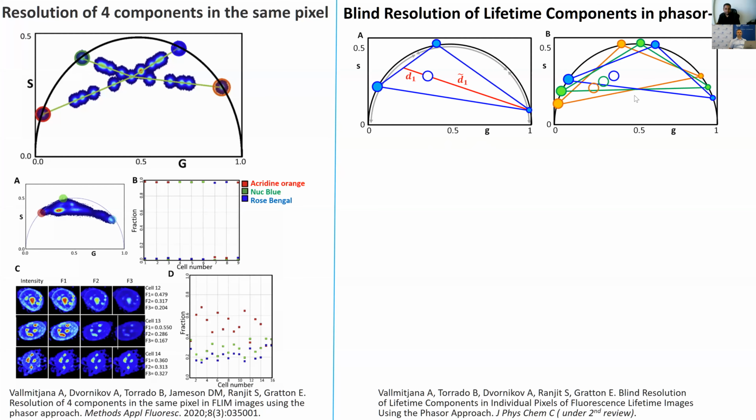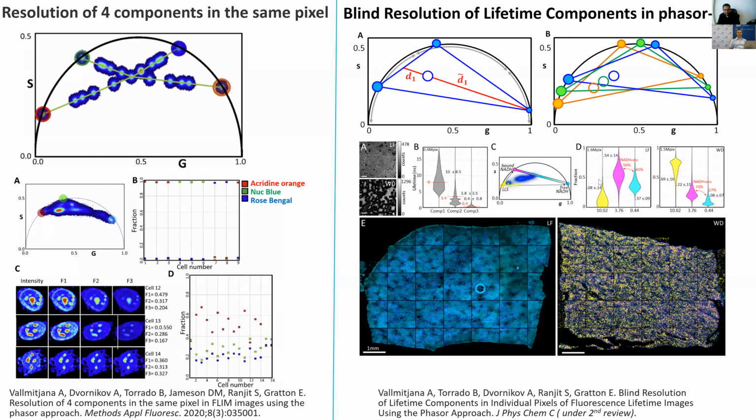This is blind resolution. Alex already talked about that, so I'm gonna skip that in the interest of time. But again, we basically were able to get the numbers that we have obtained previously with knowing what the components are, but in this case, without knowing any of the components.